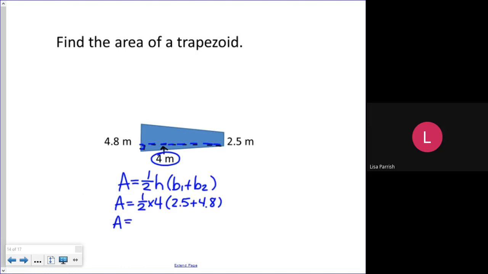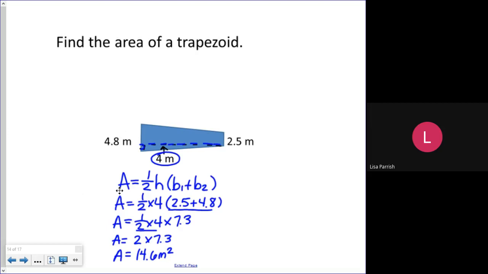Those can switch out. So according to PEMDAS, I do parentheses first. I'm just going to go ahead and do the X this time instead of the parentheses. 2.5 plus 4.8 on your calculator, that's a time saver, is 7 3/10. Okay, now I'm going to do multiplication from left to right. I know half of 4 is 2. I don't even need my calculator for that. So trapezoids usually have 5 lines of work. So 2 times 7 3/10 becomes 14 6/10 meters squared.